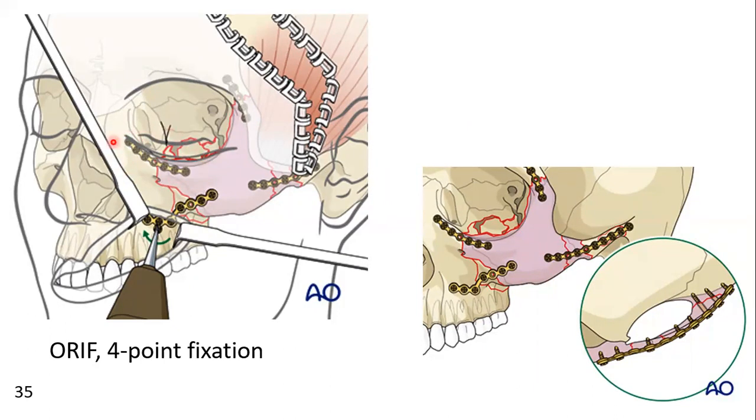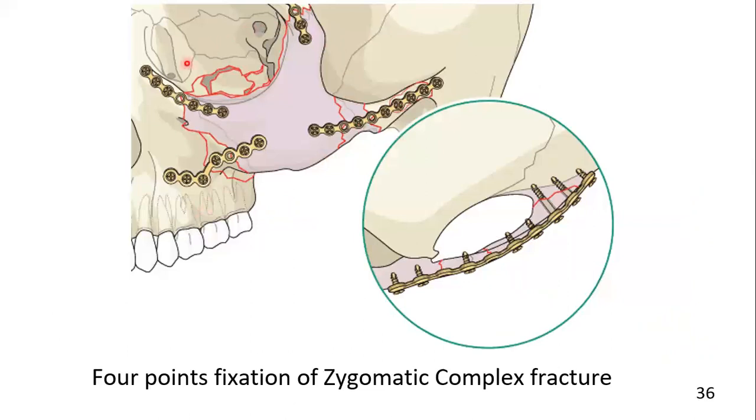Next is the placement of the third plate, that is the placement of the plate at the infraorbital area, and the fourth plate at the zygomatico-maxillary area. The principles regarding these plates have been previously described. You can see here all 4 points have been fixed with the plates, applying the principle just described. Here you can see a zygomatic arch.